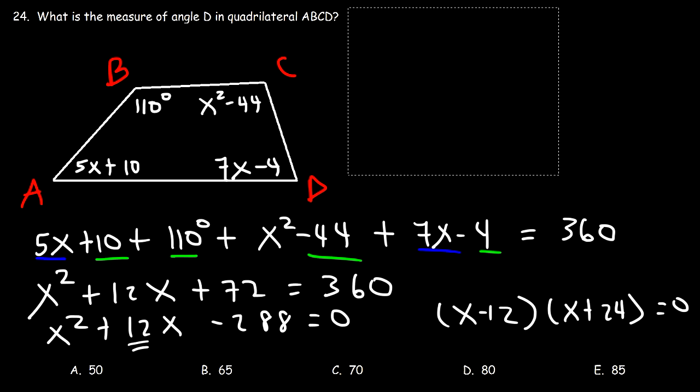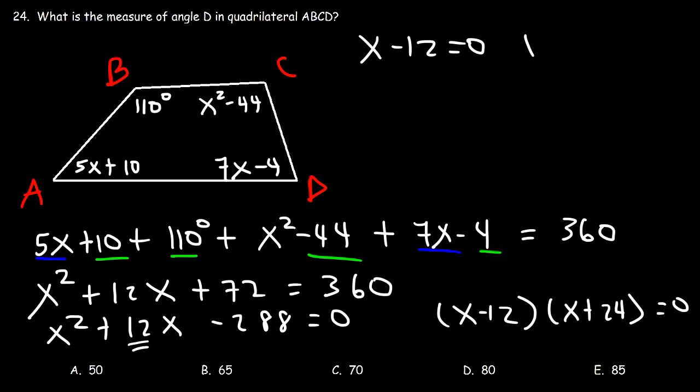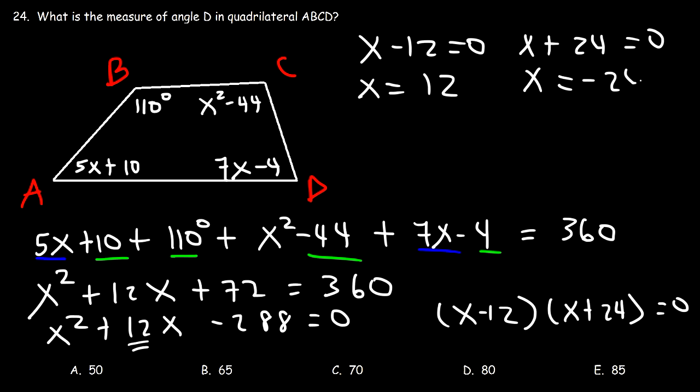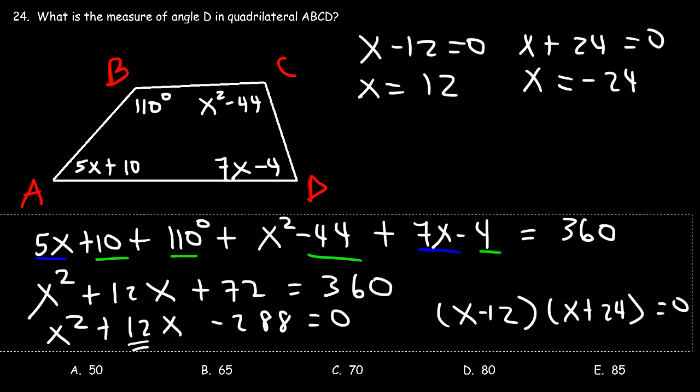Now let's set each factor equal to 0. So we get two possible answers for x. x could be positive 12 or negative 24. Now we can't use this answer because angle A and D will be negative, which is not possible. So therefore x has to be 12.